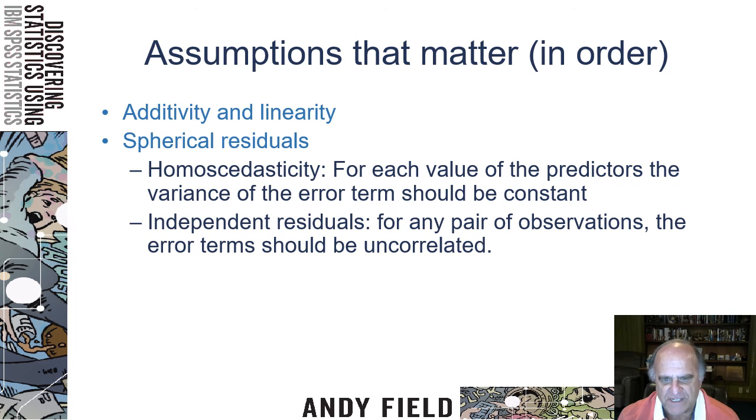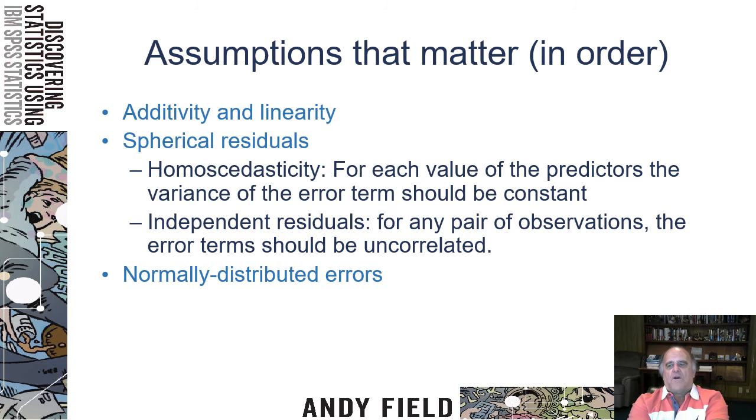Independent residuals is just that: for each pair of observations, the error terms should be uncorrelated. And again, if we have independence, that should be generally true, and vice versa. If our residuals are in fact independent, it suggests that we probably have independence. On normally distributed errors, if we are to plot our errors, they should be normally distributed.